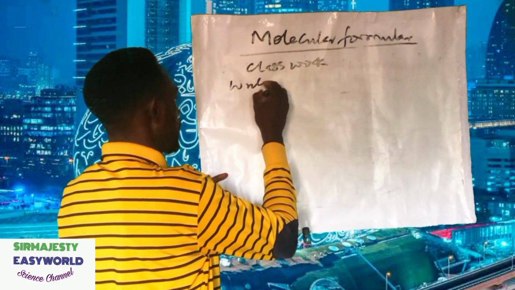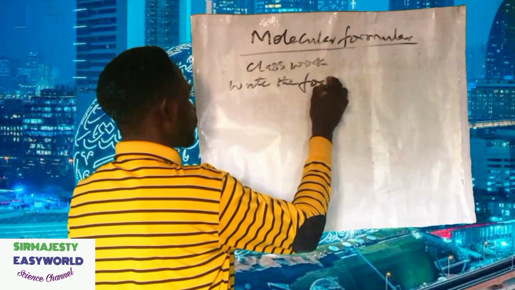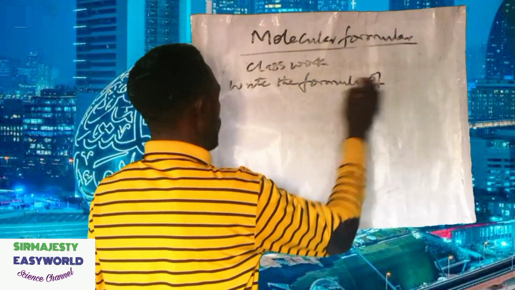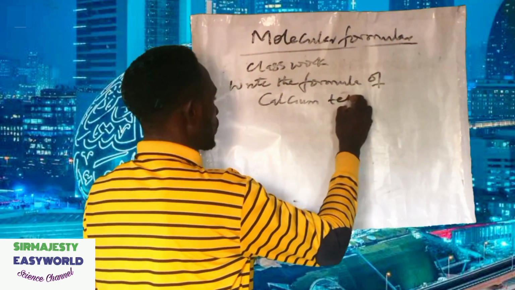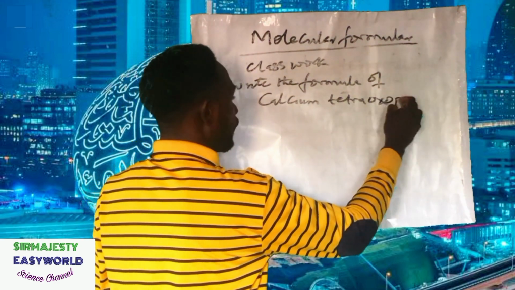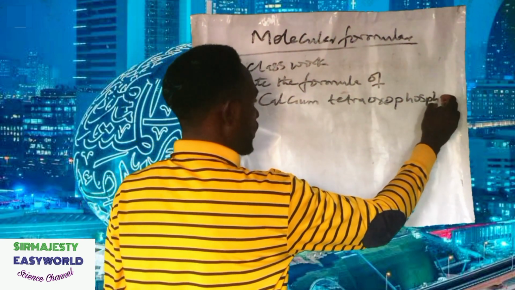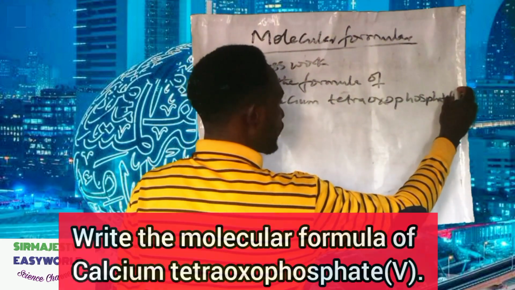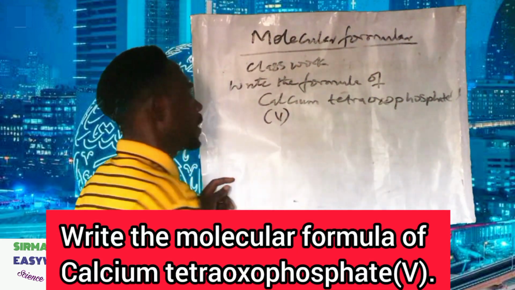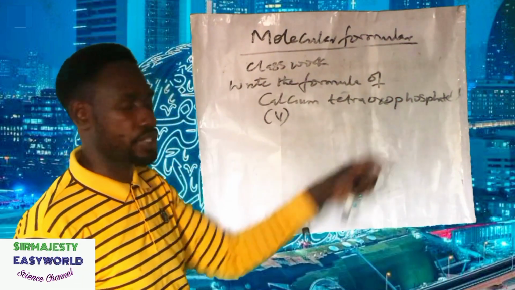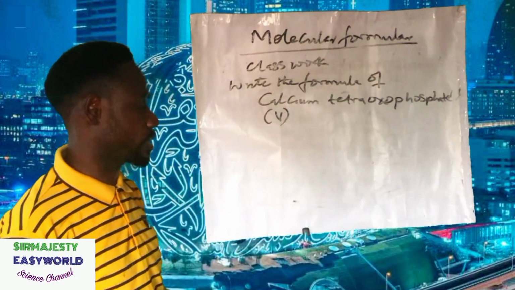Write the formula of calcium tetraoxophosphate. Now, phosphate 5. Please, maybe I put it down here. Phosphate 5. Calcium tetraoxophosphate 5. Telling you that the phosphorus there is 5.